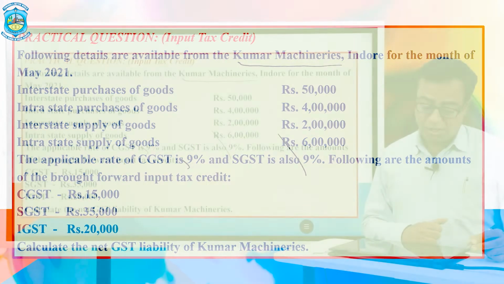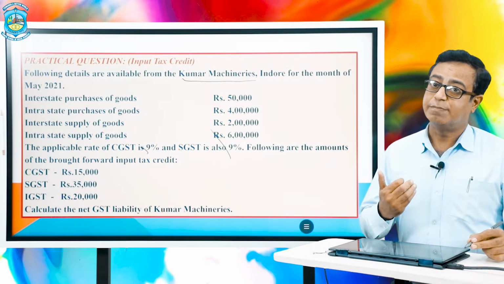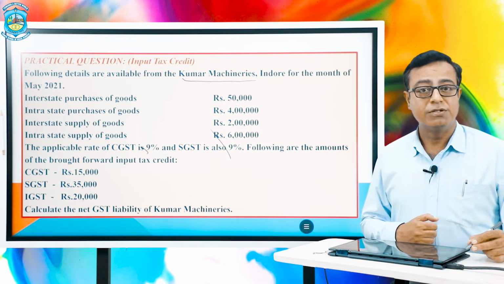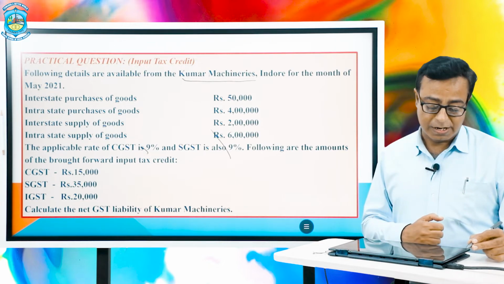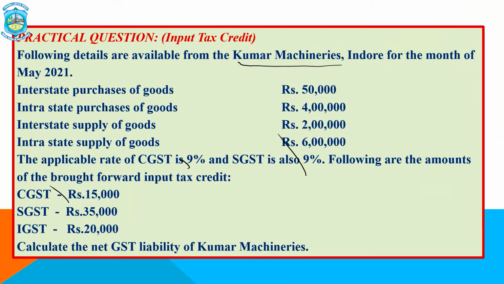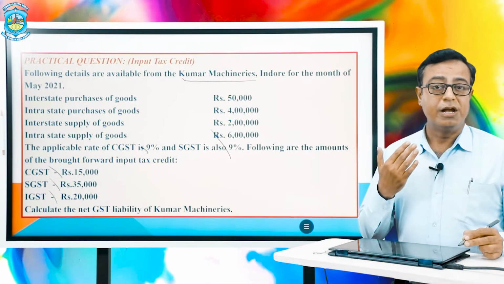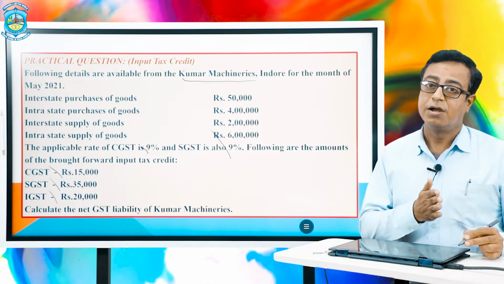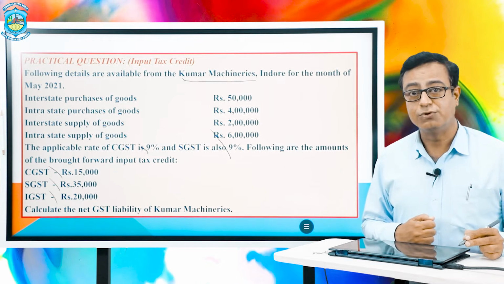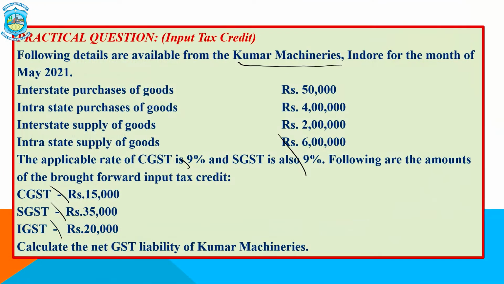In this question, along with intra-state sales and purchase, and interstate sale and purchase, we also have some input tax credit amount brought forward from the previous tax period. We have CGST rupees 15,000, SGST rupees 35,000 and IGST 20,000. Remember, all these are input tax credit we are carrying forward from the previous tax period, a month or a year. Now, what we have to do in this question is calculate the net GST liability of Kumar Machinery for the month of May 2021.